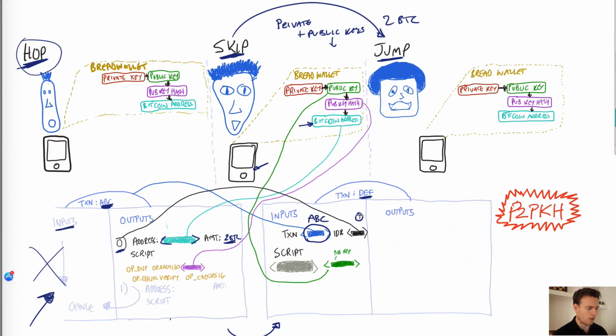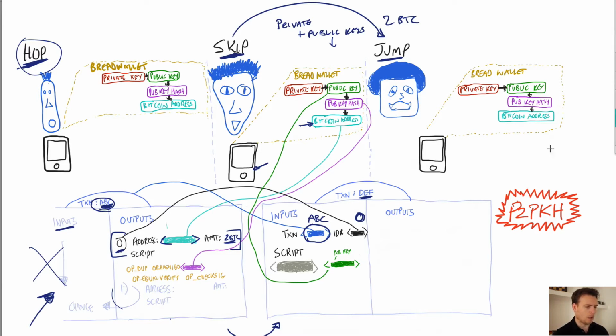So Skip has to reference this particular output by saying the transaction ID is ABC and the output position is 0, index position 0. If it had 1 there, then that would reference this other one. So we're looking at index position 0.